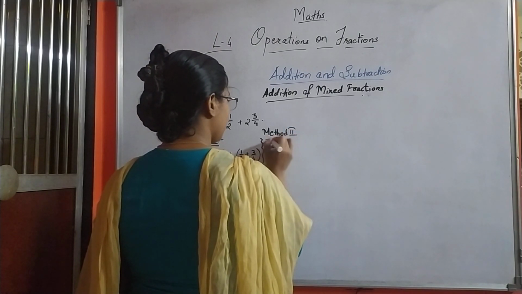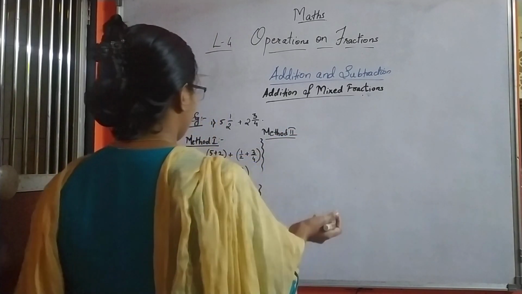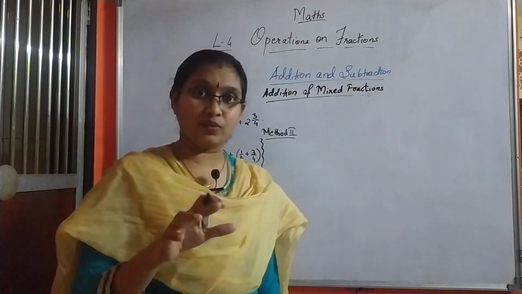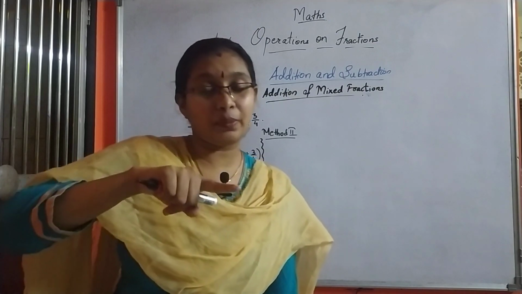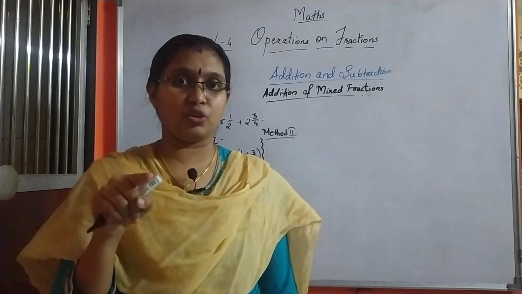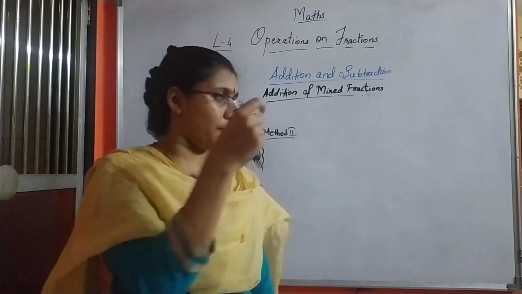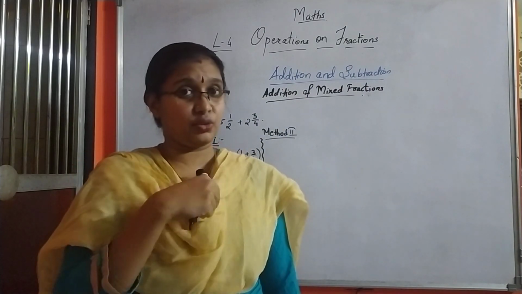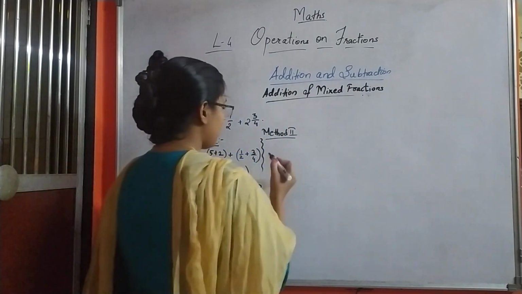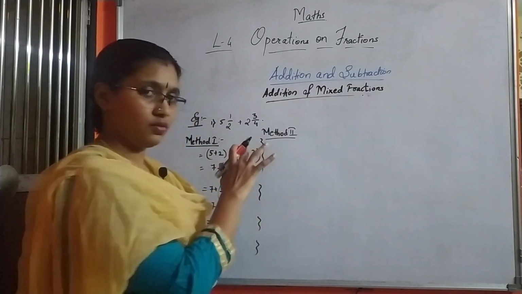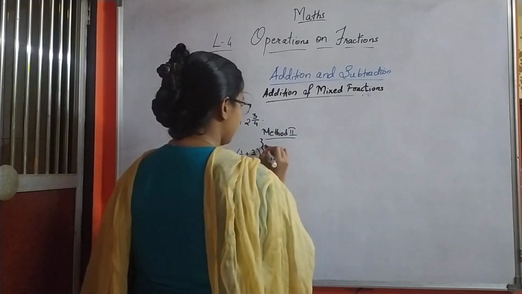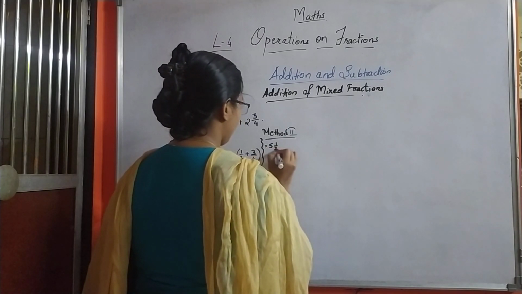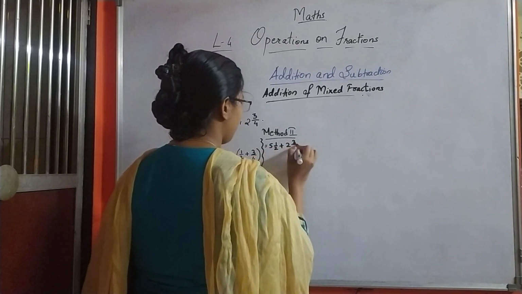Method 2. Again, now here if you remember, while converting mixed into improper, the second method that I taught you, to multiply and add the denominator and numerator, same concept we are applying in the second method. As it is easy, you can take that also. How to do it? I will take each of the fractions with integral part as 1 and I will do it separately. Now see how. The question is 5 1 upon 2 plus 2 3 upon 4.